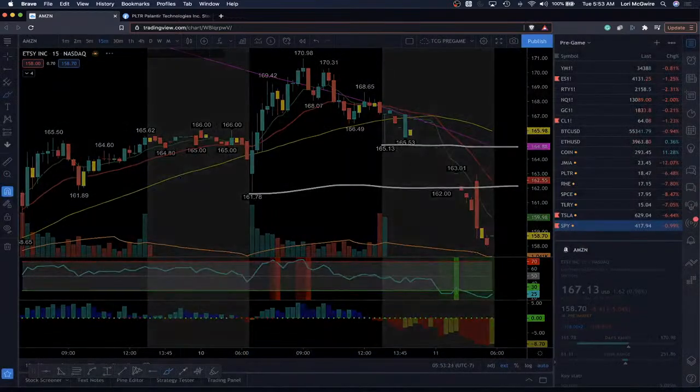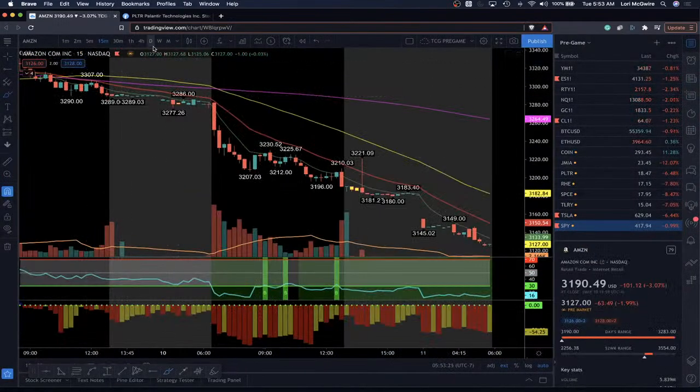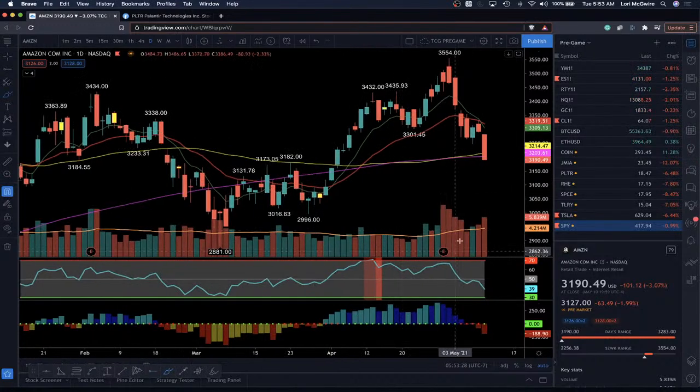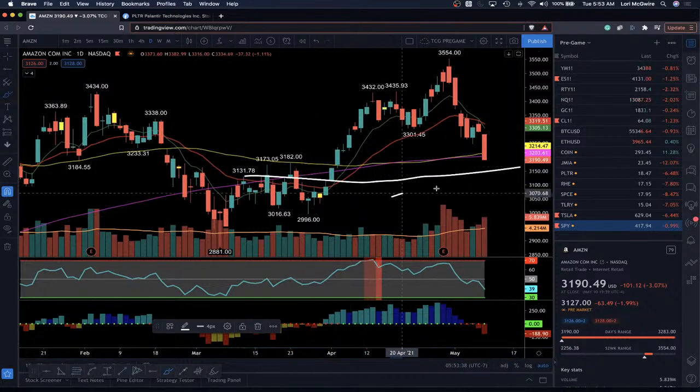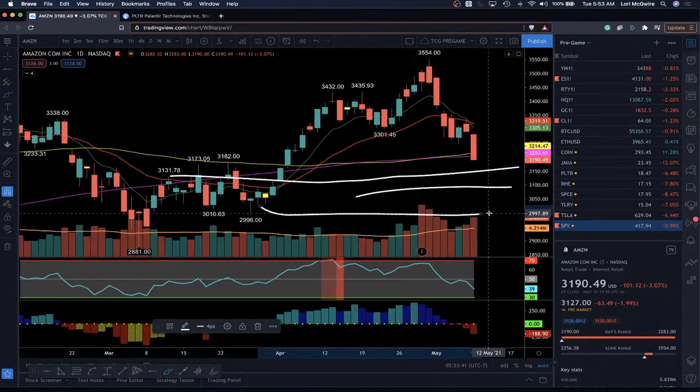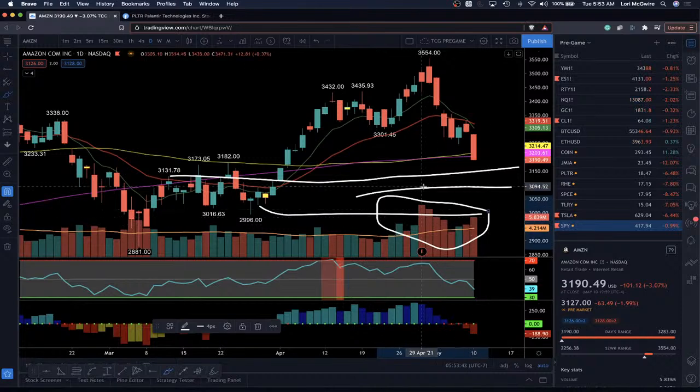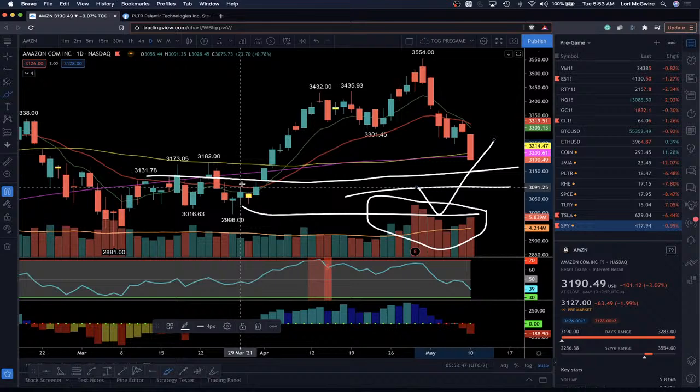Amazon is just getting the tar knocked out of it. So we lost the daily 50 MA yesterday. So 31.82, 31.73, we're losing that. 31.78, 3,000 psychological, then 29.96. Look at this bear volume. We know that's Bezos. We know that. He's selling. Amazon's not going to be able to break the trend upward.